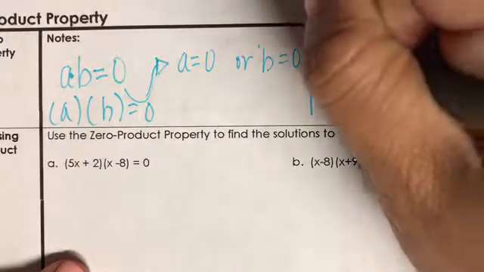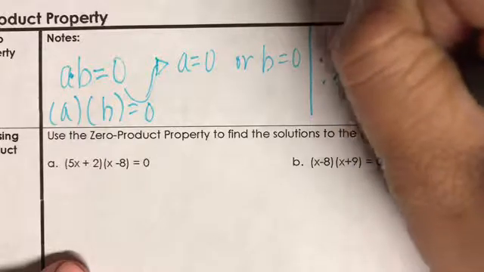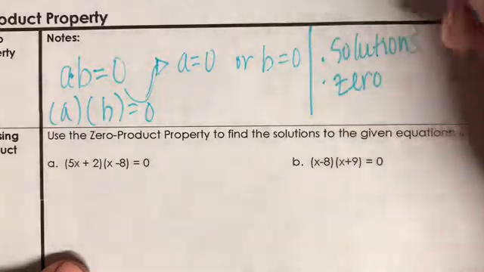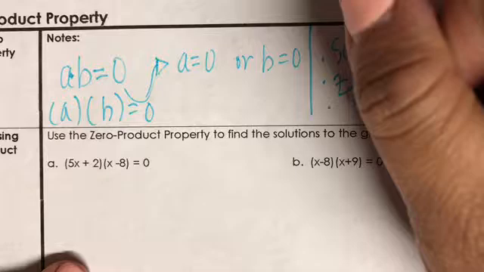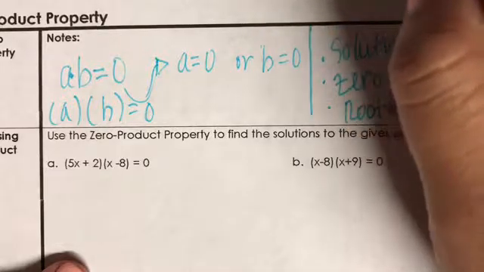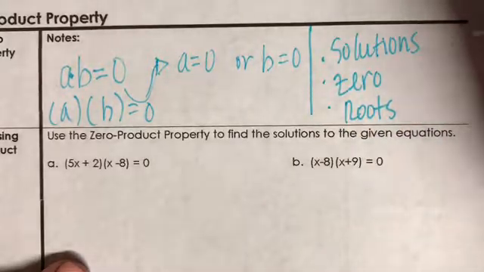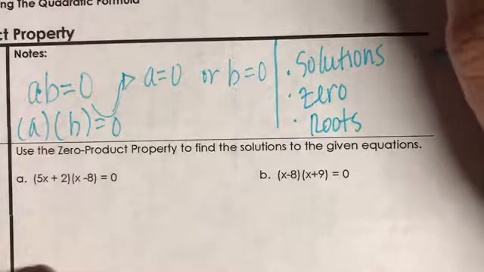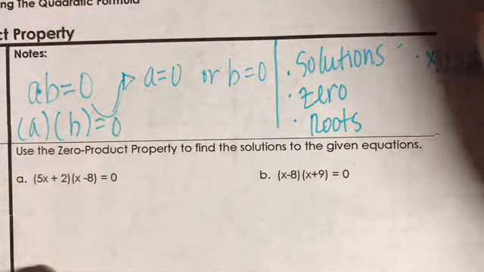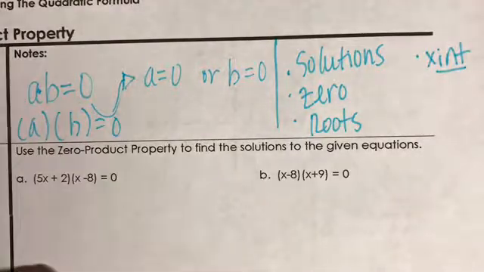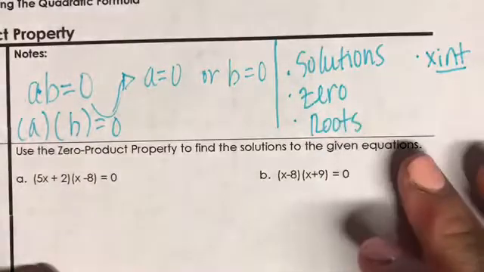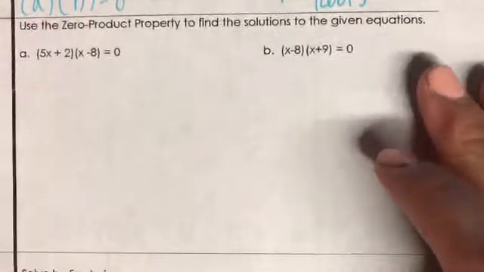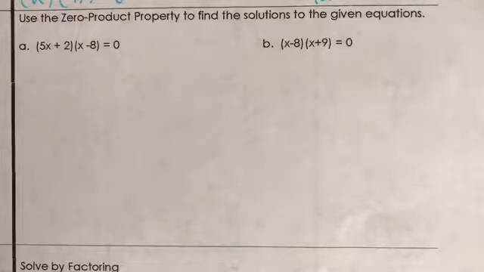Another word for solutions is zeros. Another word is roots. And the other one is your x-intercept. Let me just write x-int for intercept. So let's go ahead and look at the zero product property a little bit more closely.